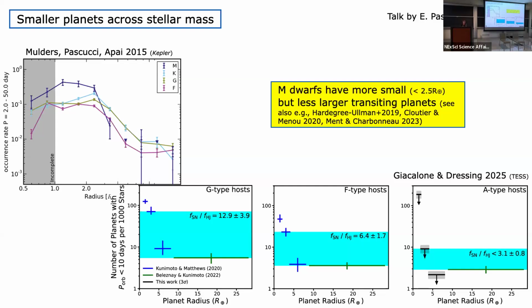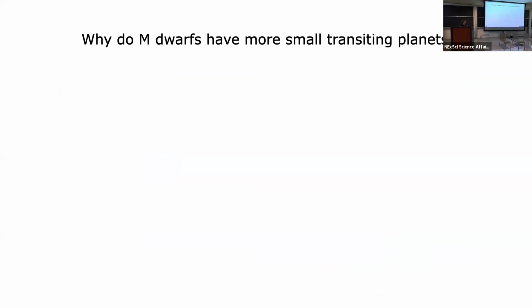I'm not going to talk more about M dwarfs because there is a dedicated presentation on Thursday, but I want to make a connection again to the processes that may lead to this observational result. So why do M dwarfs have more small transiting planets?